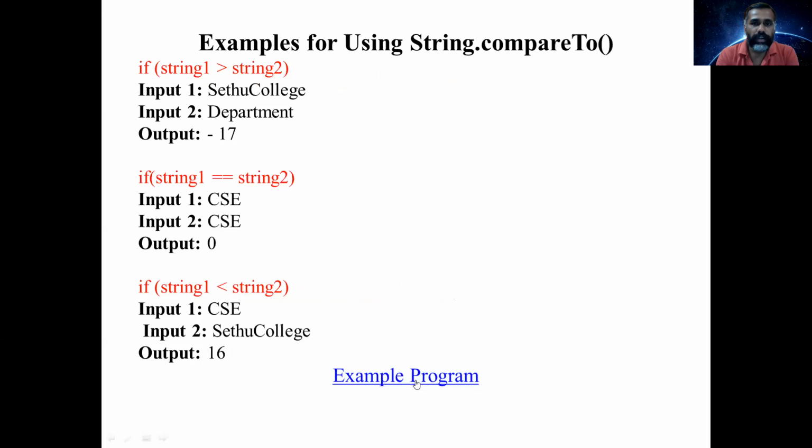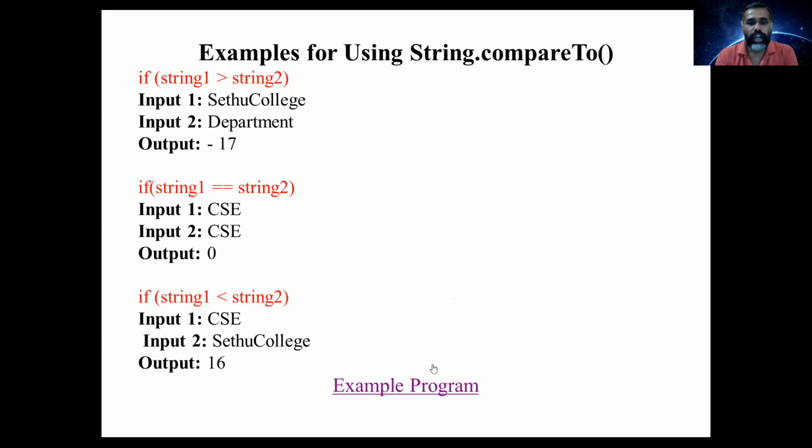So for this we have an example program. We have created string objects string1, string2, string3 and string4, holding college, department, CSE and CSE respectively. In this we are using a function called string1.compareTo(string2), comparing string1 to string2.